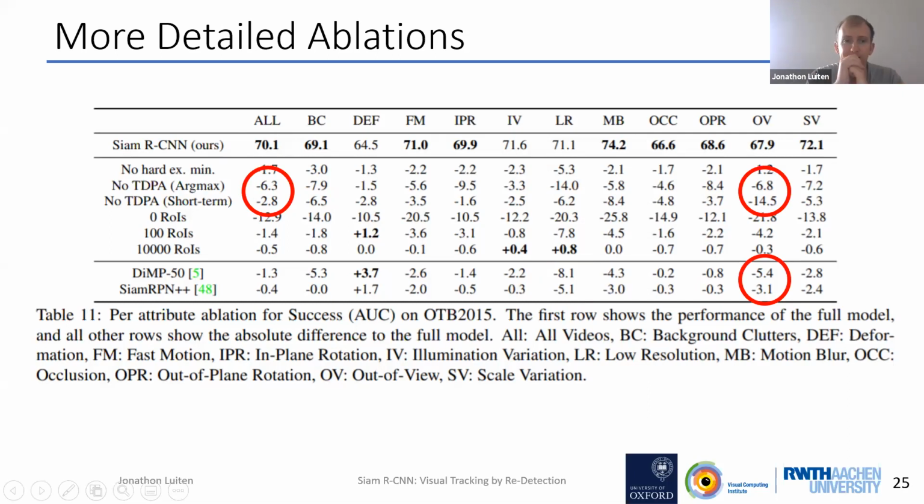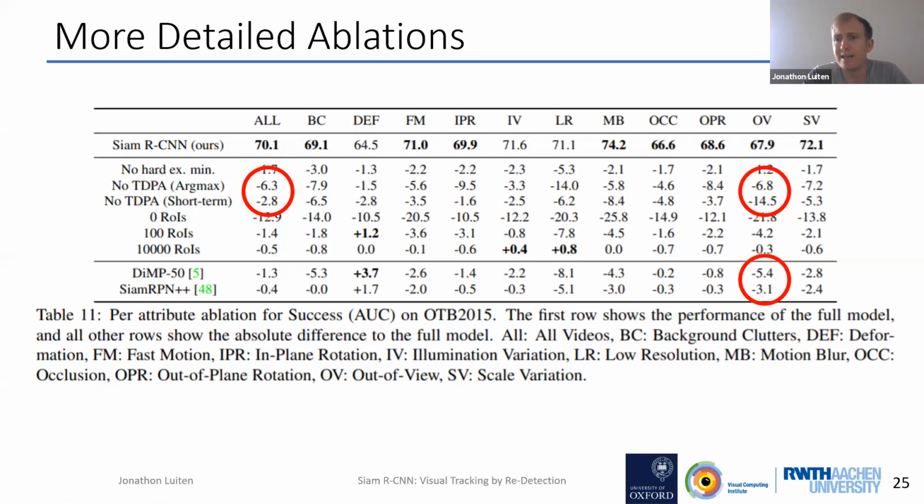So the second thing that I want to point out is the effect of the different ways we did temporal consistency. Overall, the argmax version performs much worse. For the short term, it helps, but the algorithm with the tracklet dynamic programming algorithm is the best. But the most interesting category here is out of view, OV. This is when the object goes out of view and comes back, for example.